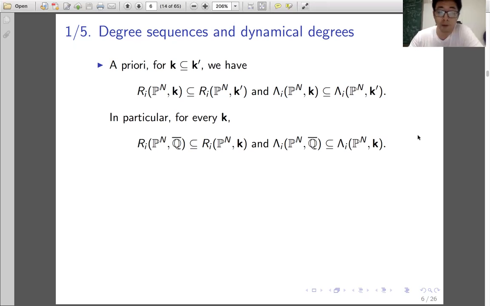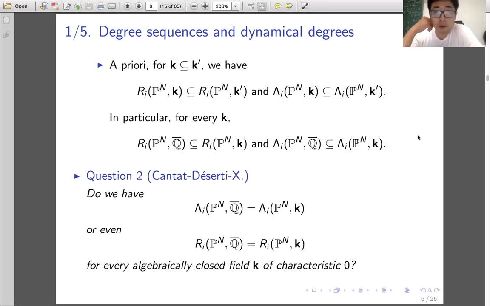So R_i(P^n, Q bar) should be contained in R_i(P^n, k) for every k. Also, lambda_i(P^n, Q bar) is contained in lambda_i(P^n, k). Okay, so with Cantat and Dang, we ask the following question: do we have lambda_i(P^n, Q bar) equal to lambda_i(P^n, k), or even R_i(P^n, Q bar) equal to R_i(P^n, k) for every algebraically closed field of characteristic zero?